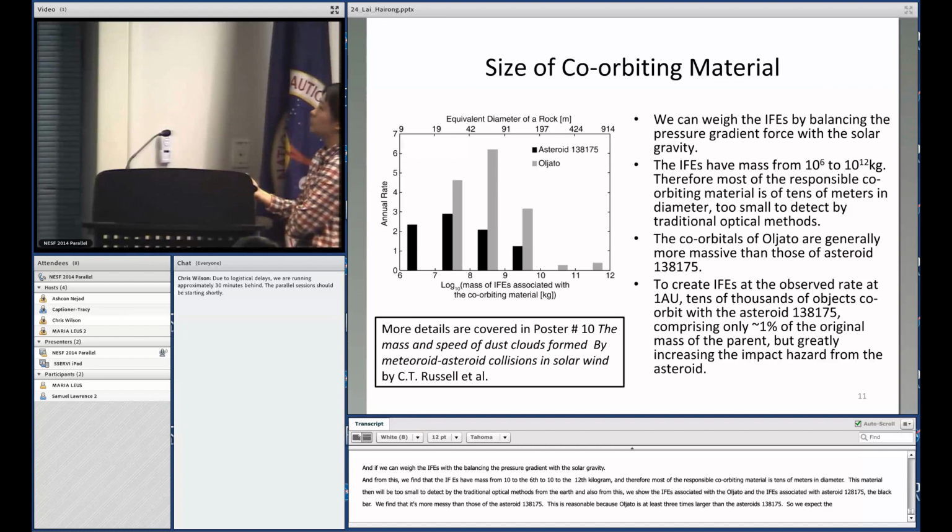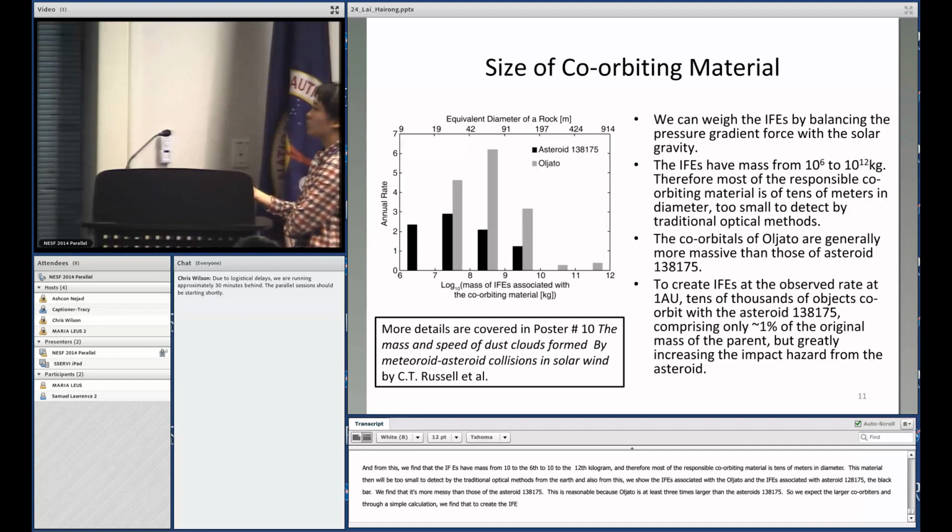And we do a simple calculation, and we find that to create the FEs at the observed rate at 1 AU, tens of thousands of objects would co-orbit with asteroid 138175. And this would comprise only 1% of the original mass of the parent body, but it would greatly increase the impact hazard.